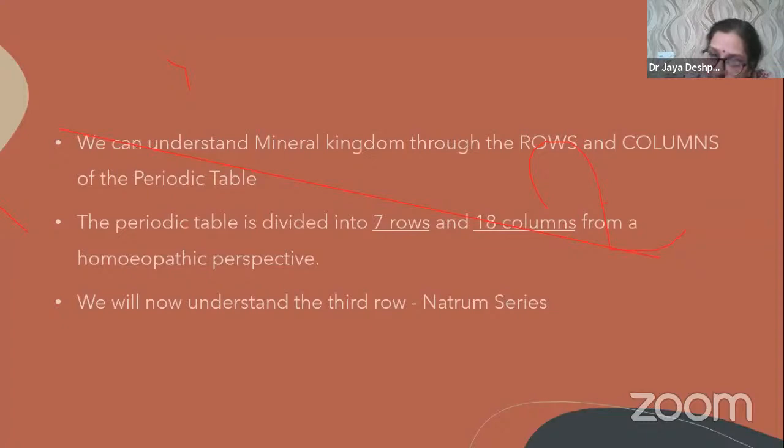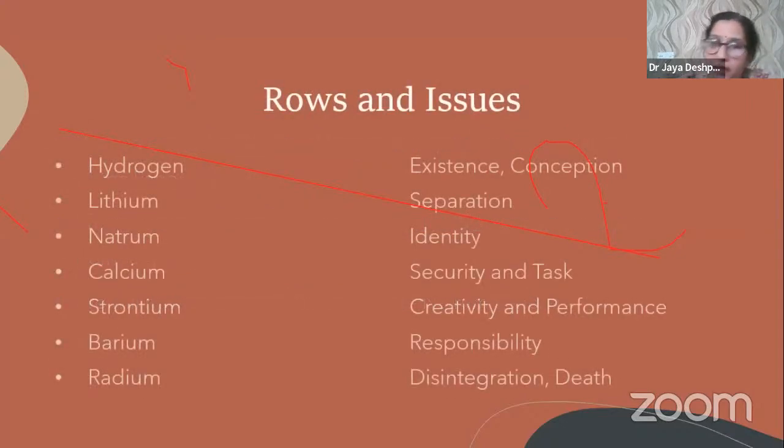So when we see the periodic table, we can understand the mineral kingdom through the rows and columns. You all know that there are 7 rows and 18 columns. Homeopathically, we have slightly altered the chemistry periodic table. Now because my case is of natrum mure, natrum belongs to the 3rd row. Natrum is our regular sodium. Today we'll just try to understand the 3rd row, because time is limited and I can't start from the 1st row and go on till the last. So I'll just take up the 3rd row.